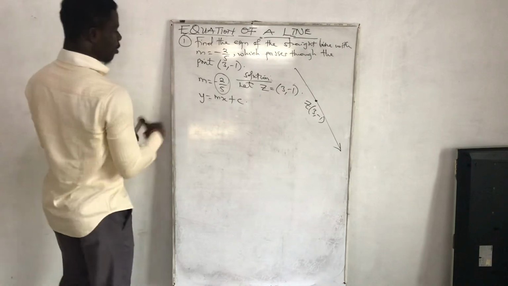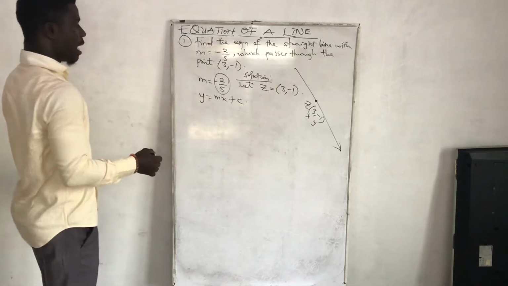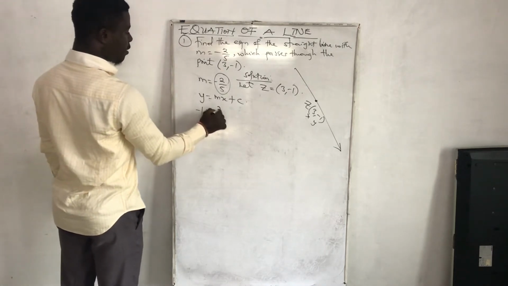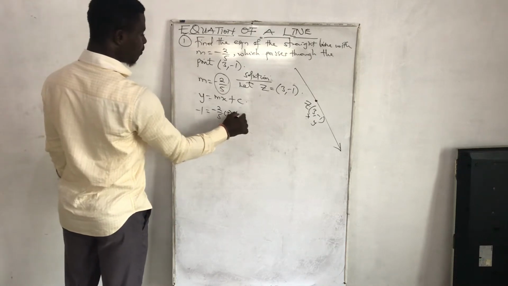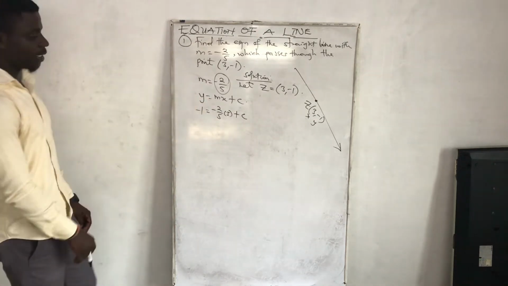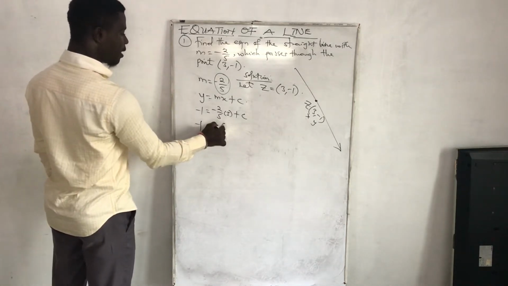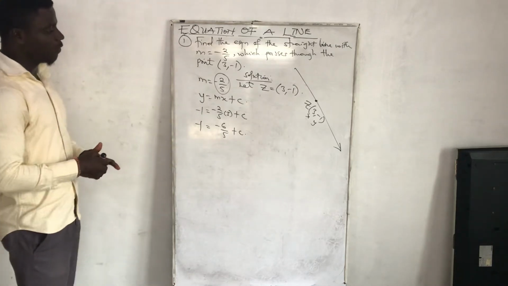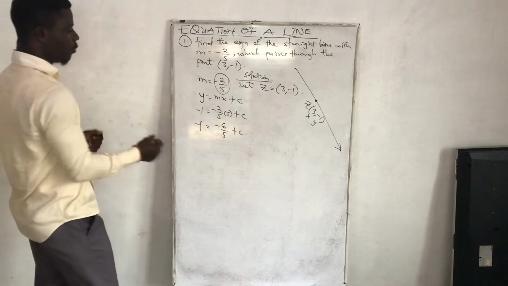So now we can start. Here is my x, then y. Our x is 3, our y is -1. So y, -1, equals m, -2 on 5, then our x is 3, then plus c. We can calculate for c. Then we have -1 being equal to, we multiply -6 on 5, then plus c, because -2 times 3 gives you -6 all on 5.